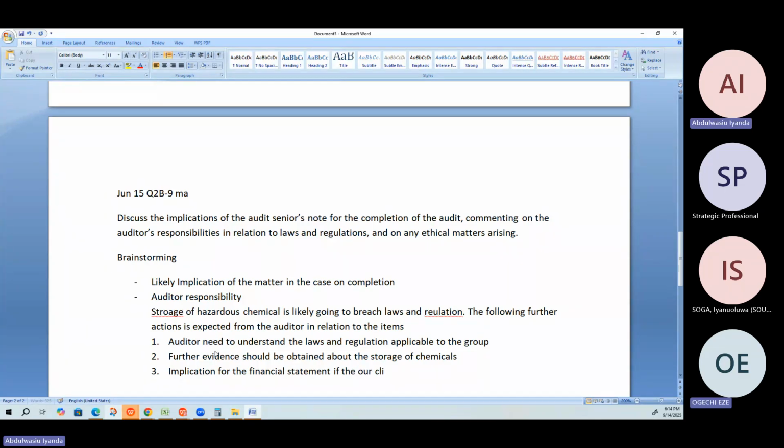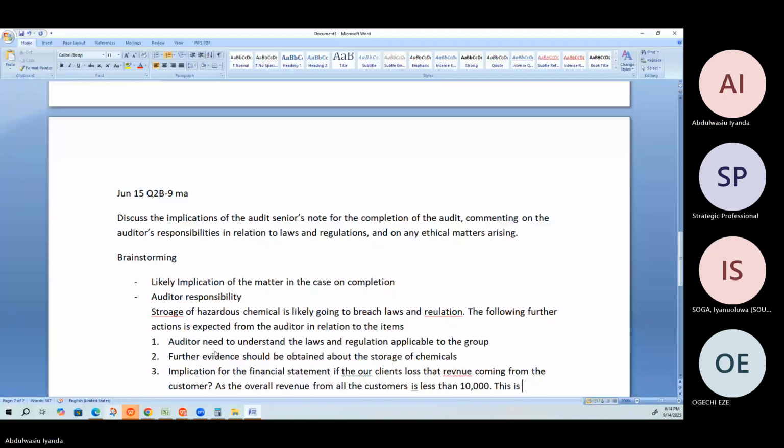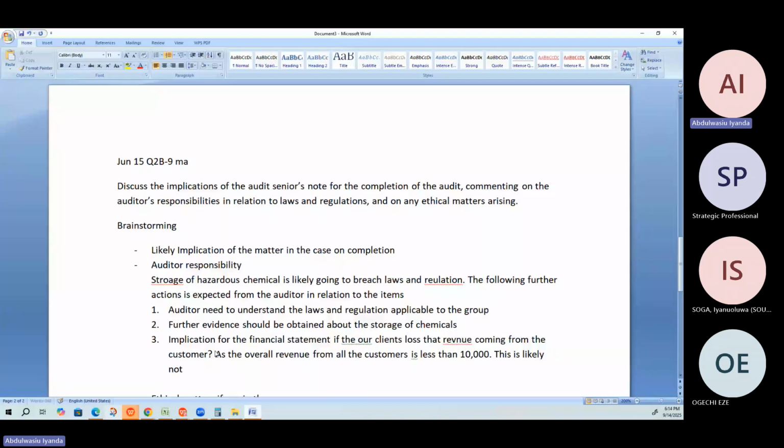If our client loses the overall revenue from all the customers, it is less than 10,000. And you can work forward; you can always prove it.